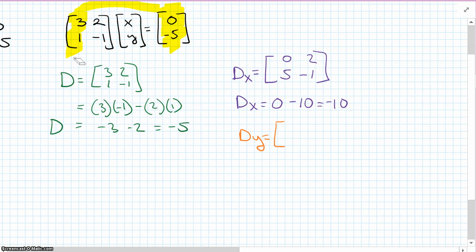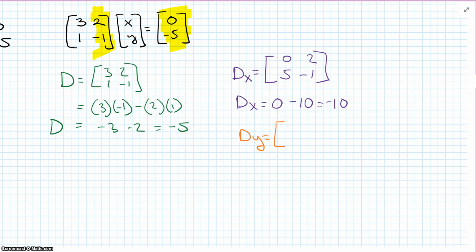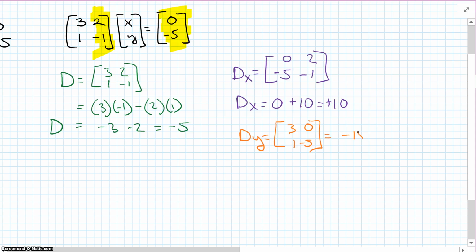So we're going to use the same principle, but now we're going to replace the y coefficients with the constant matrix. So we're going to get 3, 1, 0, negative 5. Oops, I made a mistake. This should be negative, so there you go. So cross multiply, and we're going to get negative 15 minus 0. So the d sub y equals negative 15.